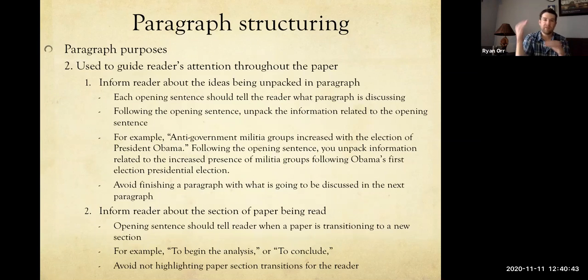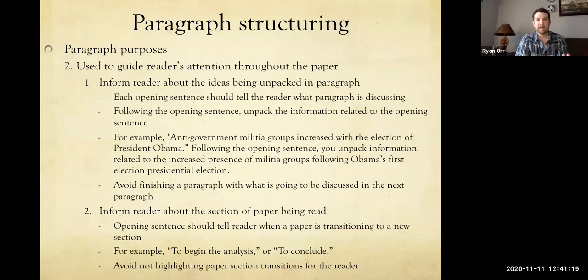So again, every paragraph provides you an opportunity to explain what you're doing, whether it be the introduction, the body where you're supporting your stated goals, or the conclusion. And so the second purpose is using the paragraphs to guide the reader's attention. So, these roughly go hand in hand with the first purpose of unpacking your ideas. But overall, when you're using the paragraphs, you should be thinking about how the reader is being guided through the paper.